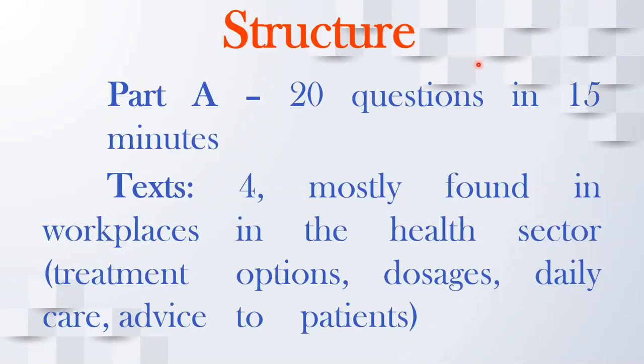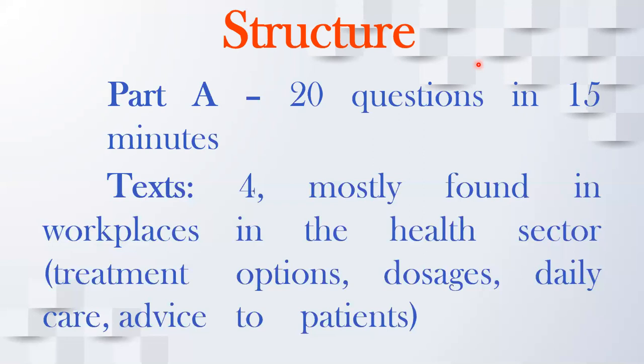You need 30 correct answers for a B, which most governing boards and councils require you to get, and that's 350 points. Part A has 20 questions and you're answering this in 15 minutes. There are 4 texts which are mostly found in workplaces in the health sector, and these include treatment options, dosages, daily care, and advice to patients.